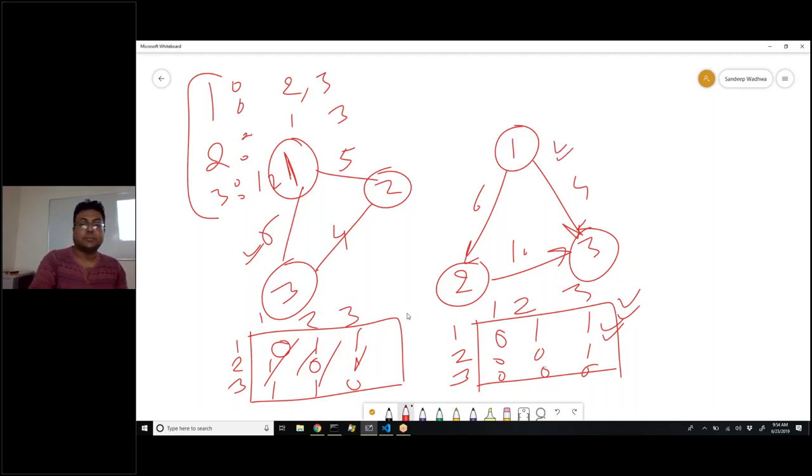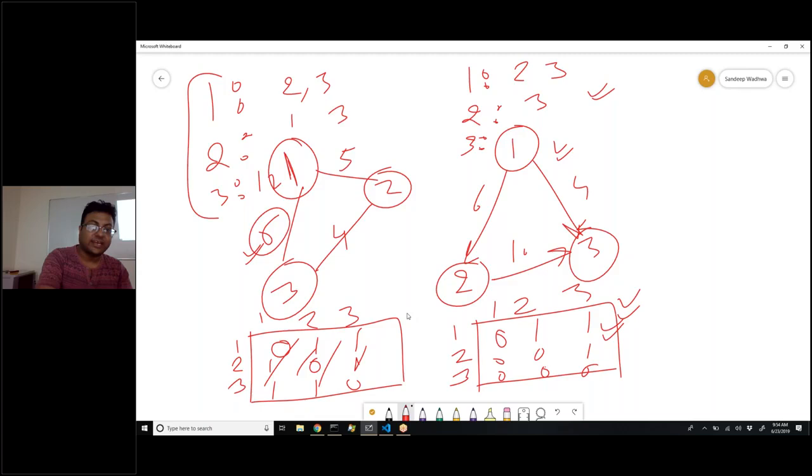What will be the adjacency list representation of this graph? 1 is connected to 2, 3. 2 is connected to, this is directed now, 2 is connected to 3. 3 is connected to, so 3's list will be empty. So this is for this. So we are able to represent any undirected or directed graph using adjacency list.